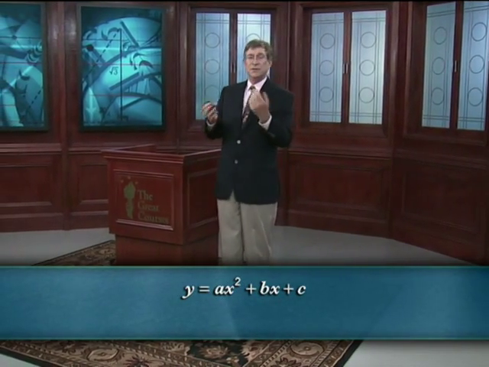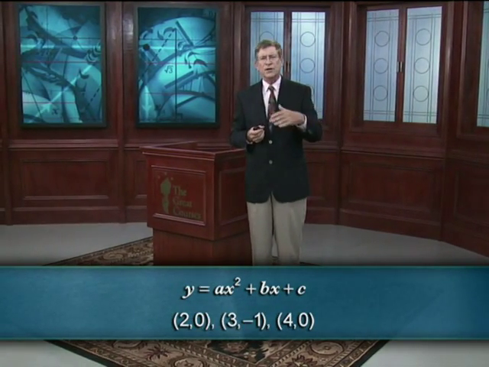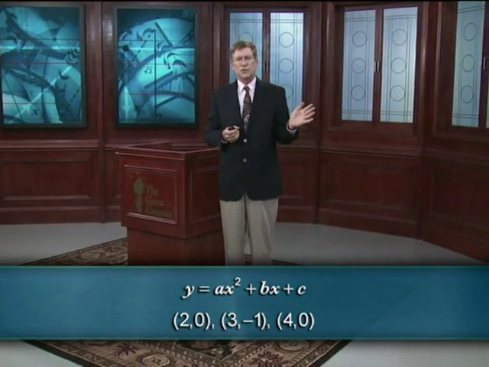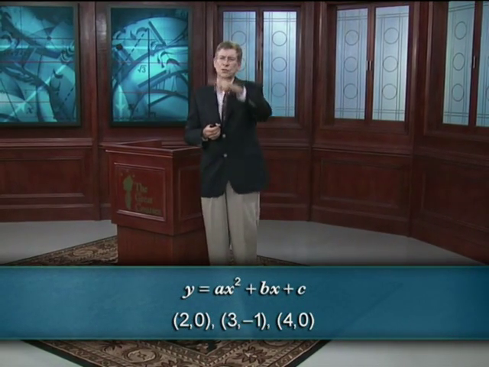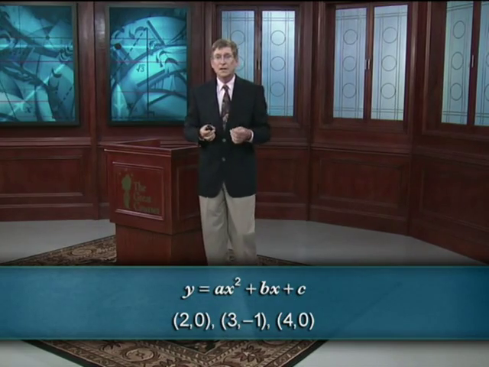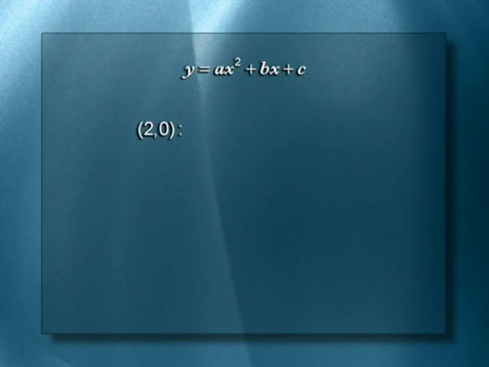We're doing a very simple example here. So the points will be (2, 0), (3, -1), and (4, 0). Those are 3 points in the plane. I want to find the parabola that passes through those 3 points, if I can. So here's how you do it. First, consider the point (2, 0). That should be on the parabola.